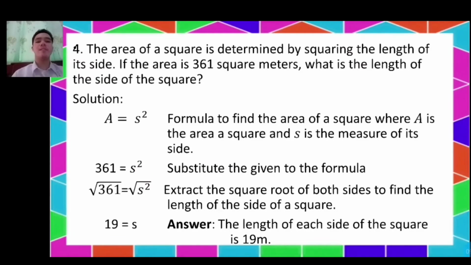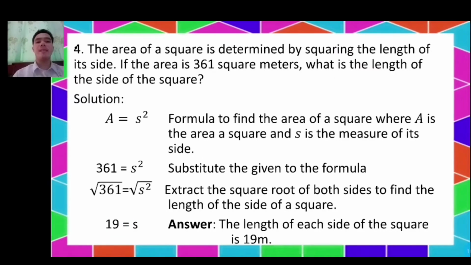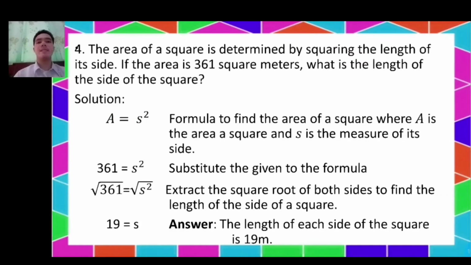So the square root of 361 is equal to the square root of S squared. The 2 and the square root cancel, that is S. And the square root of 361 is 19. Therefore, our answer will be the length of each side of the square is 19 meters. Okay? So to check, this will be our formula. Area is equal to 19 squared. 19 times 19 is 361. That will be our area.